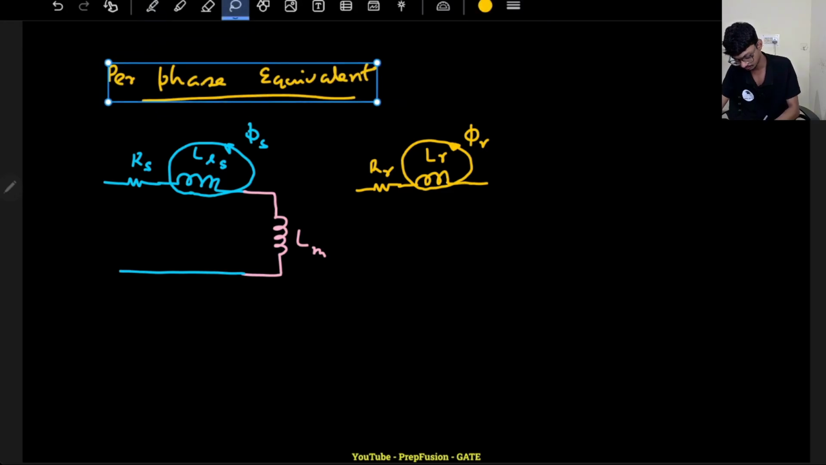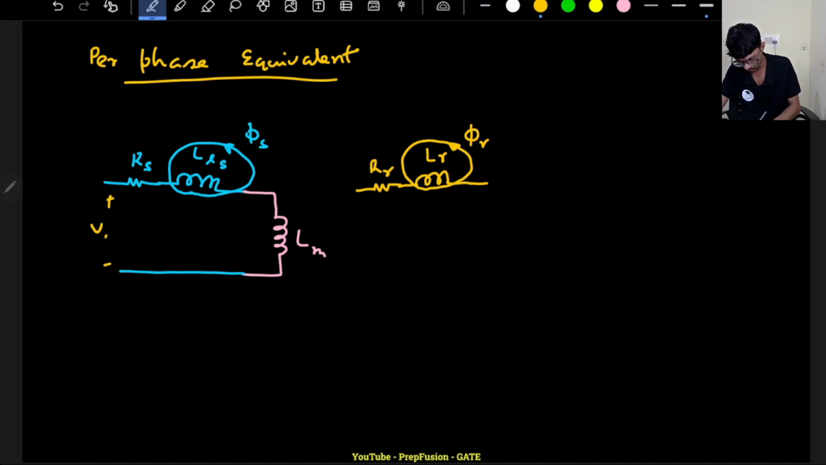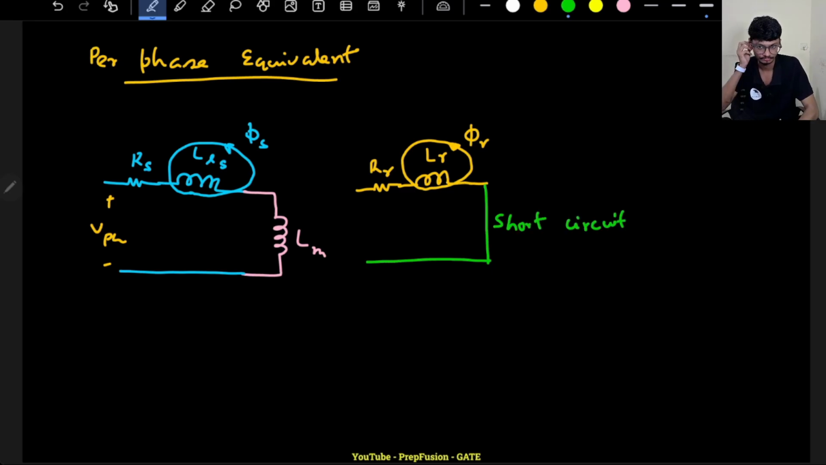So in the per phase equivalent I give some phase voltage here, V phase, with respect to neutral, and in the secondary I will have this winding, and basically the rotor windings will be short circuited to the neutral, correct? There will be a short circuit in the rotor for the currents to flow. The important factor to understand here is, remember, the frequencies are not the same, so I cannot directly connect these things. I cannot refer to the left hand side, because the frequency is not the same. Here it is V phase and f.